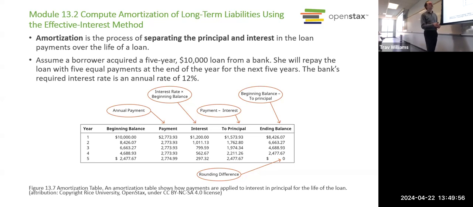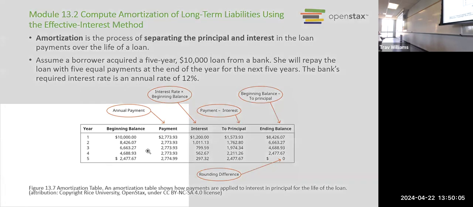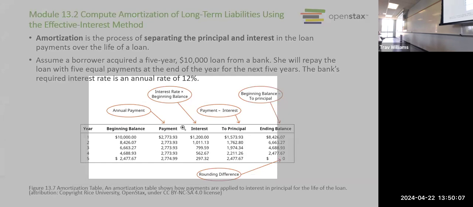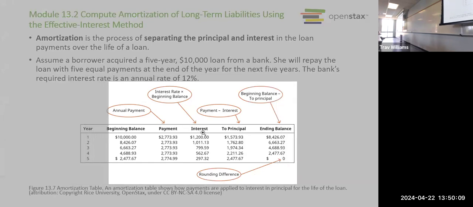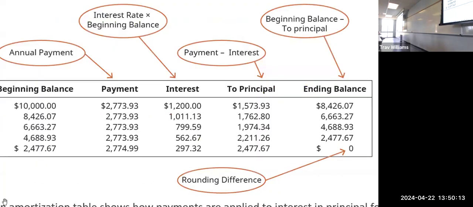So let's see how it works here. I'm going to zoom in on this so you can see it better. This is where, again, you might want to take some notes. I'm going to cut off the column that says year over here, because you can kind of see each row is a year.